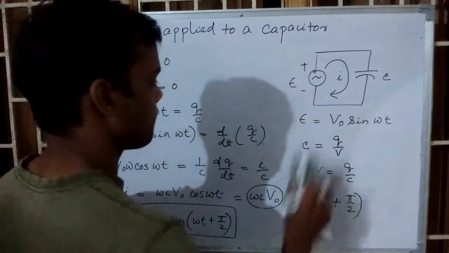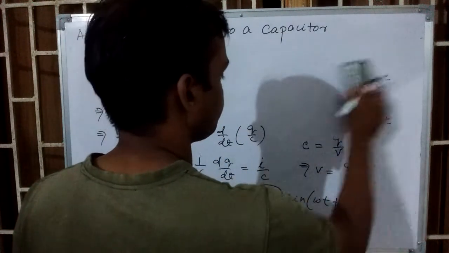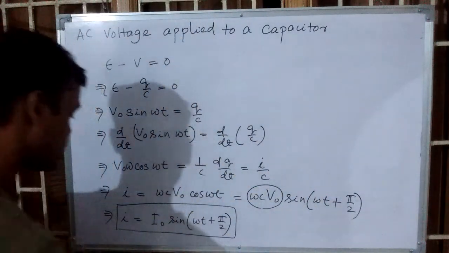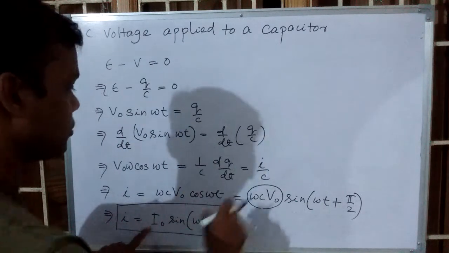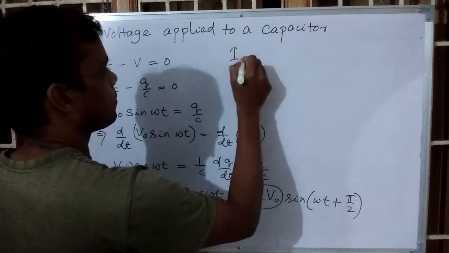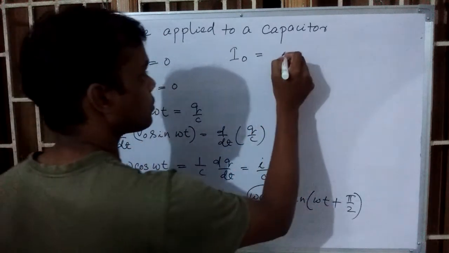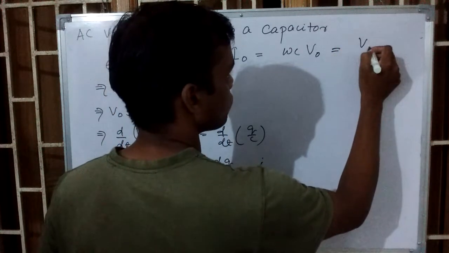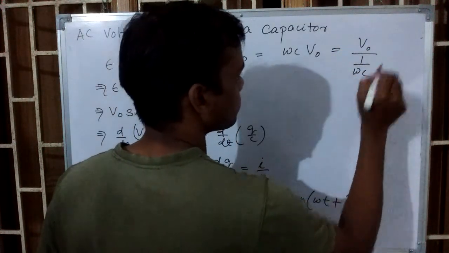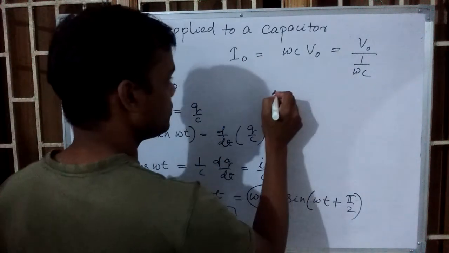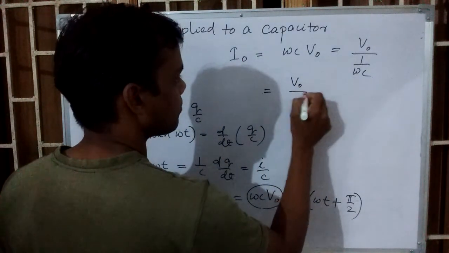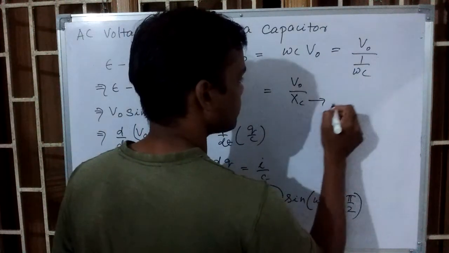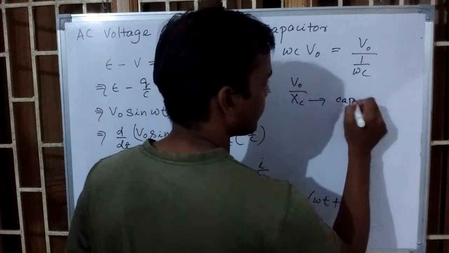So what are the observations? Observation 1: I naught is nothing but omega C V naught. I can also write it as V naught by 1 by omega C. This is equal to V naught by Xc, where Xc is called capacitive reactance.